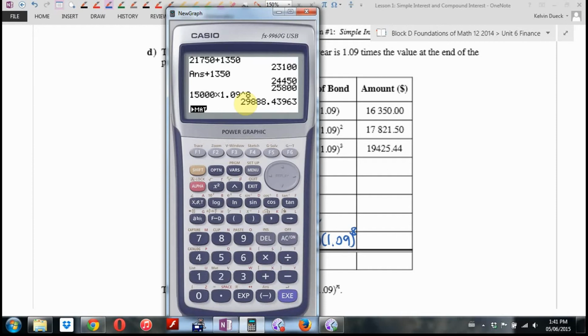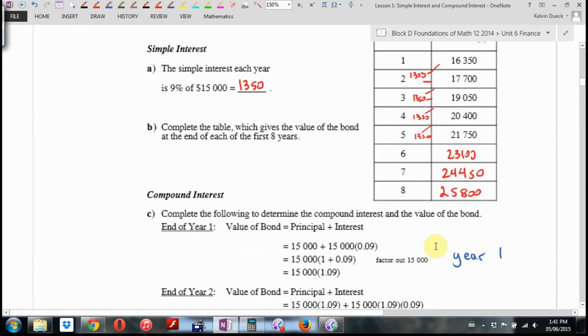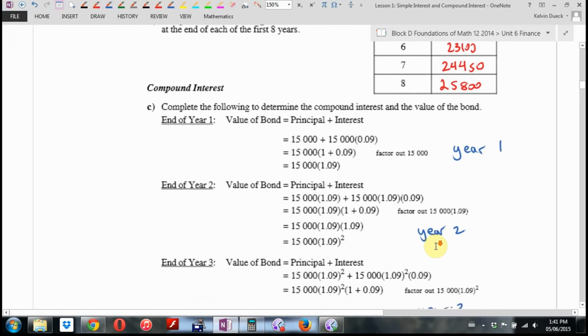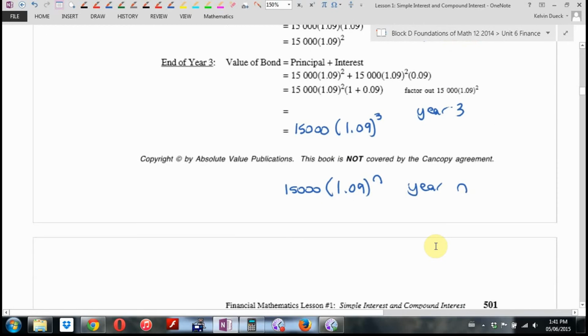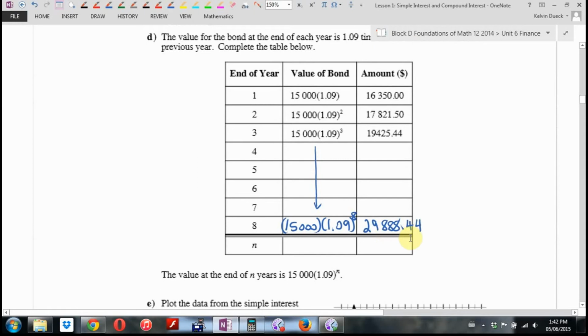I got 29,800. Oh, for money, we always round to 2 decimal places, Julia. So this is going to be $29,888.44. Compare that, if I scroll back, with 25,800. Grayson, compounded, because you're getting interest on the interest on the interest from year to year, this person makes over $3,000 more. Or if it's a loan, pays more than $3,000 more.